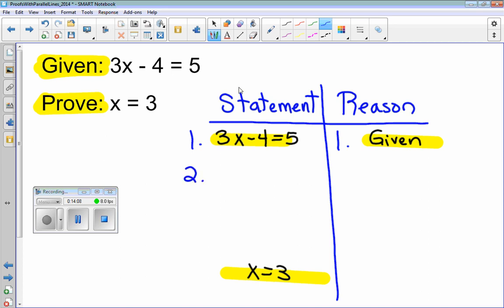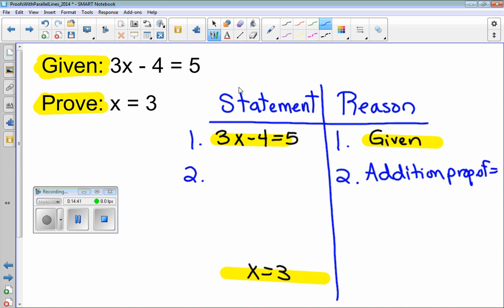So if I know from my algebra days that I wanted to solve this algebra equation, what would I do first to solve the equation? I would do what? I'd add 4. Look at your reason sheet. Is there something about addition or subtraction on your reason sheet? So that's the reason you're going to put. You're going to put the addition property of equality. And I'm fine if you just write prop of equal.